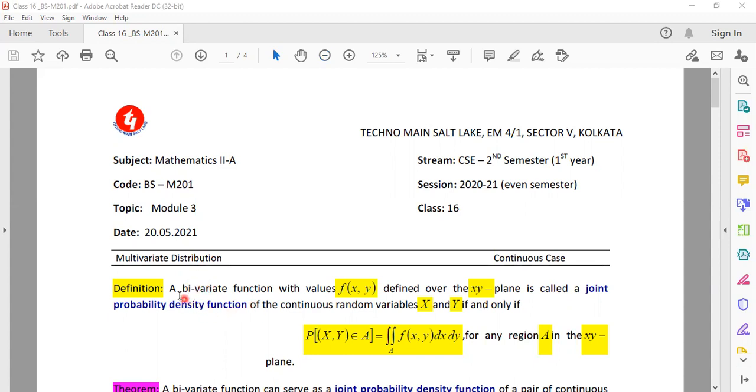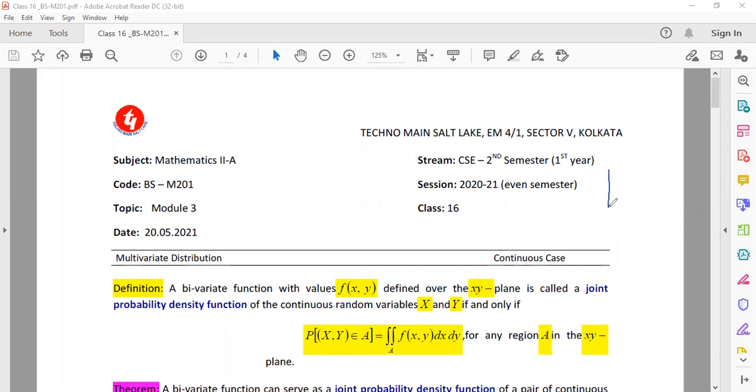Now, if I want to start with the definition, it goes like this: a bivariate function of this form defined over the xy plane is called a joint probability density function if we can represent the probability in the following manner. Now geometrically, what does it mean?